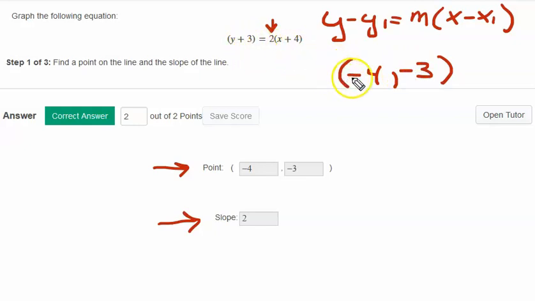Now in the next slide they're going to ask you to plot this. So I'll take this off. I find my eraser, there it is. And we'll go to the next slide.